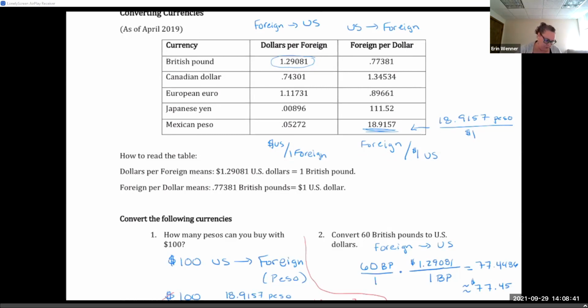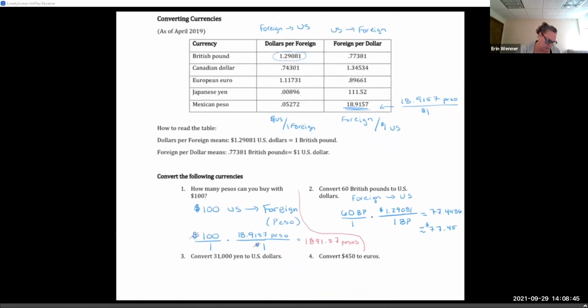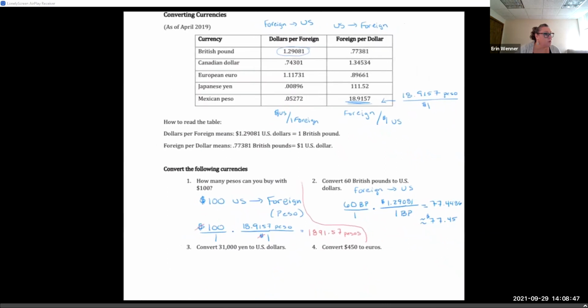So I want you to look at number 3. We're converting 31,000 yen to US dollars. Again, we're starting with foreign money and we want to convert it to US money. I want you to do that one on your own. Send me your answer in the chat.